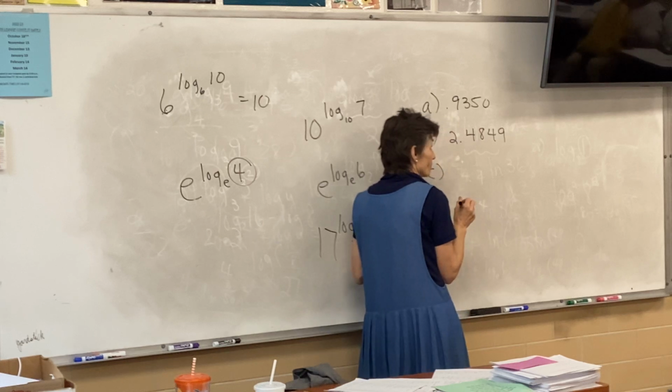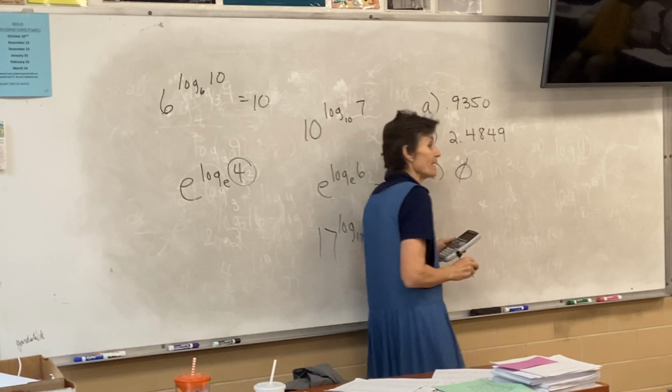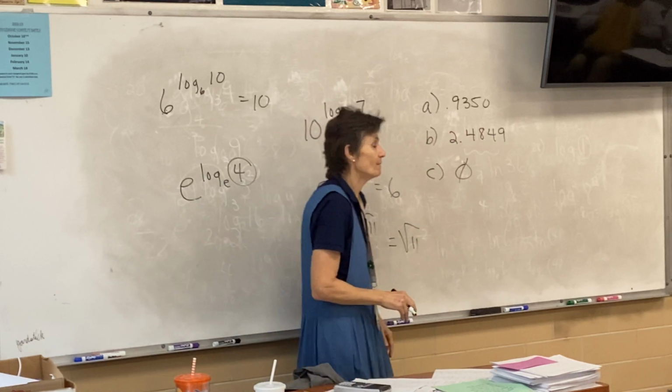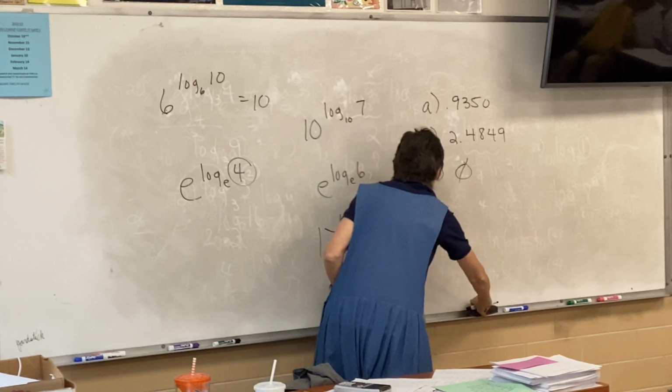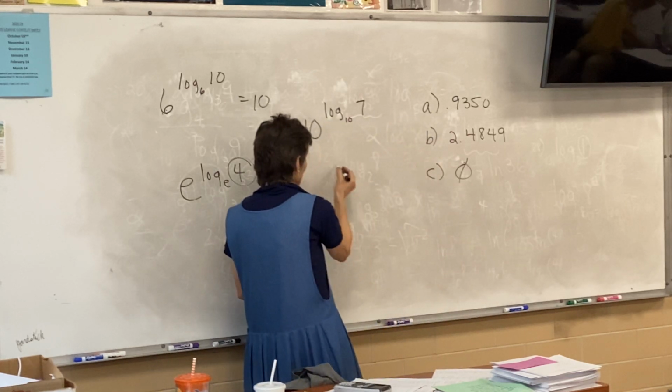How do you do negative? Mine says error, syntax. So nothing. You can't do negatives. You can't take the logarithm of a negative. And I'm never gonna ask you to explain this, but I want you to think about it for a minute.